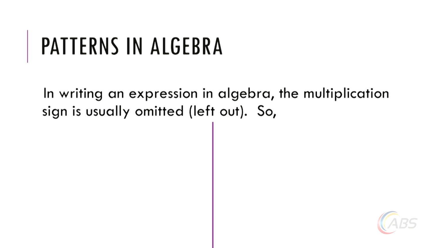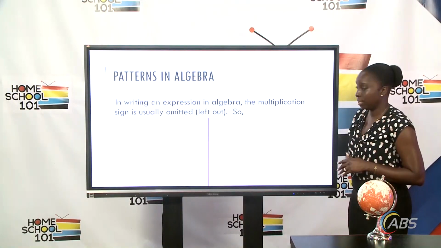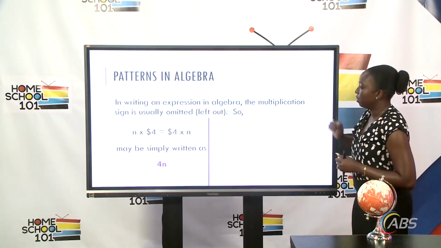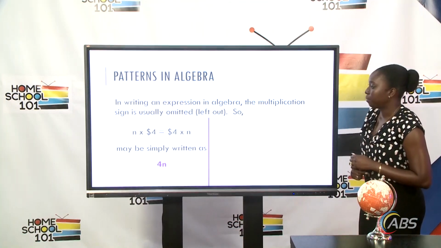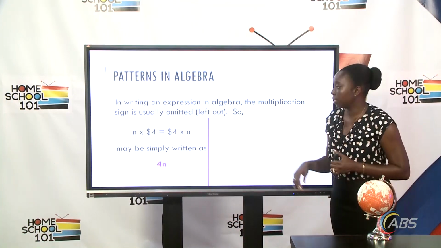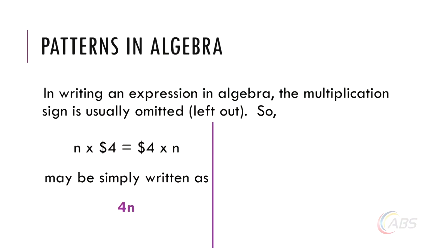So we're going to look at two parts of the previous examples. The first one, where we talked about the potatoes, we ended up with n times $4, which can also be written as $4 times n, and so it may be simply written as 4n. So we just get rid of the multiplication sign.